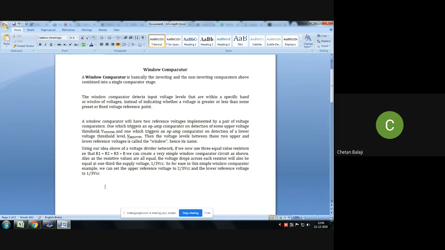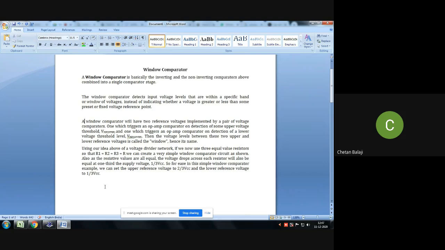So along with the inverting and non-inverting comparators, we have one more comparator called the window comparator. The window comparator is basically the inverting and non-inverting comparators combined together. If you look at the window comparator, you will clearly understand what an inverting comparator is and what a non-inverting comparator is. Basically, the window comparator circuit is a mixture of two comparators, the inverting comparator and the non-inverting comparator.